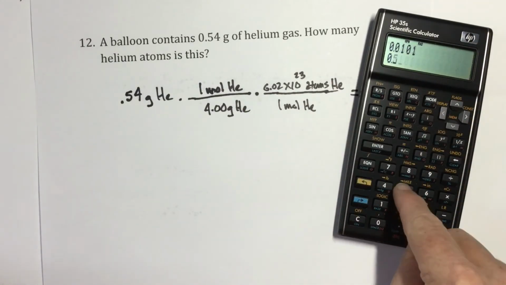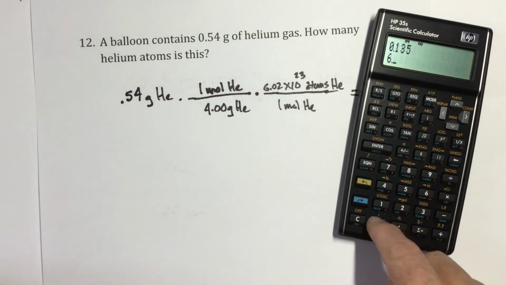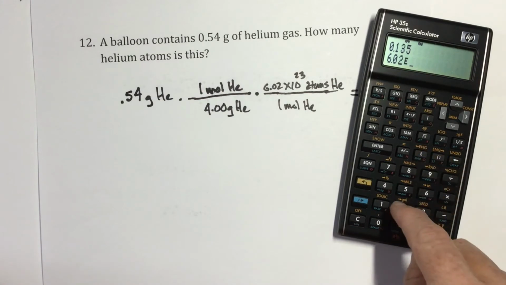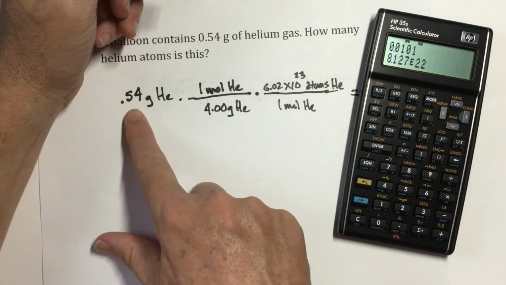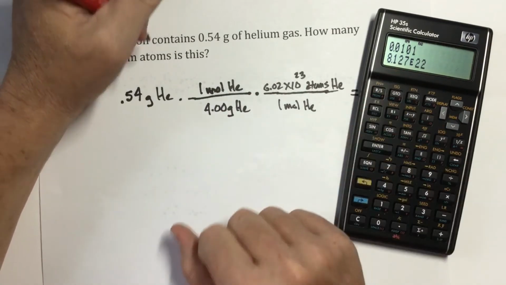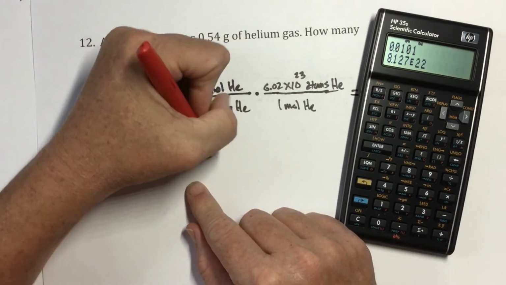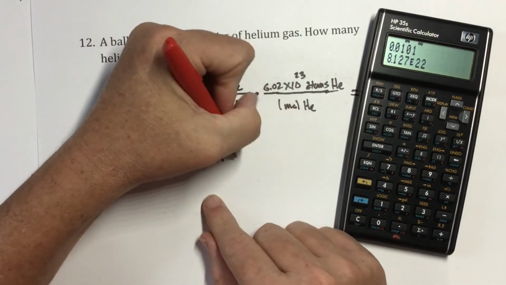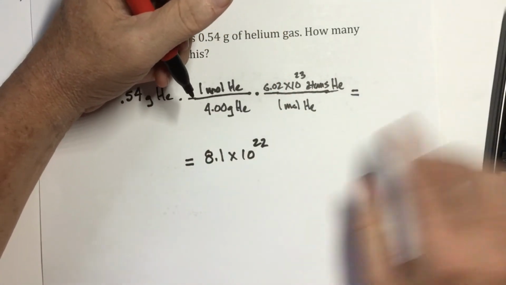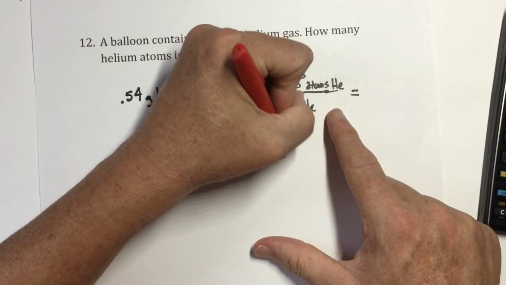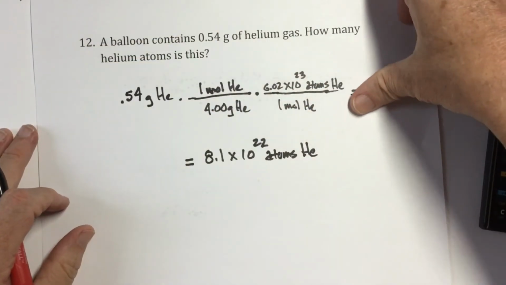So let's do the math. 0.54 divided by 4, times 6.02 times 10 to the 23rd. I should have 2 significant figures. My calculator is showing 8.127, so I will write as a final answer 8.1 times 10 to the 22, and that is atoms of helium. There we go.